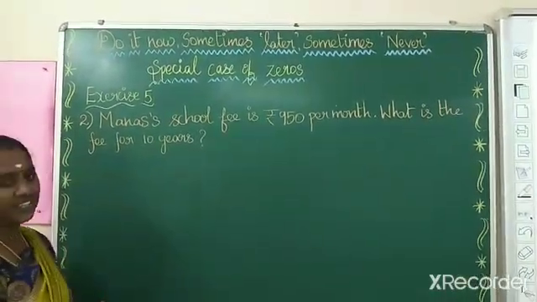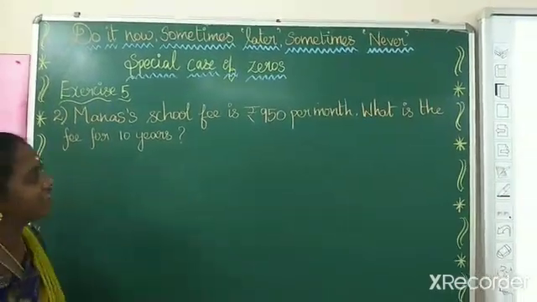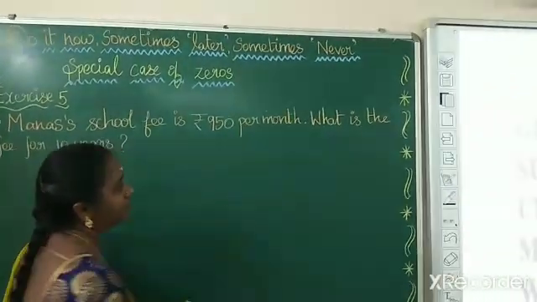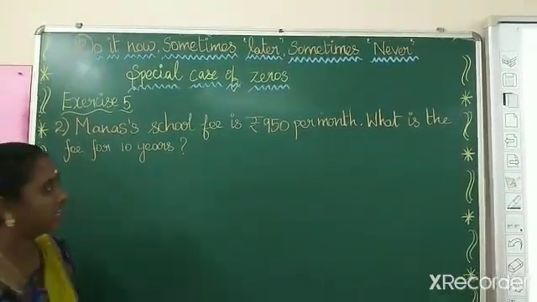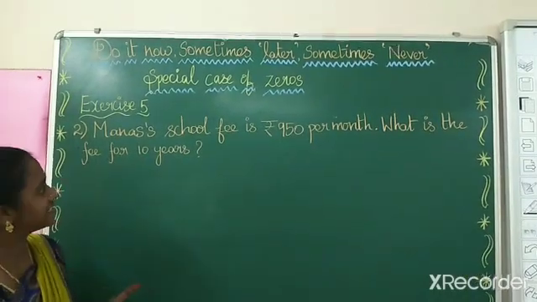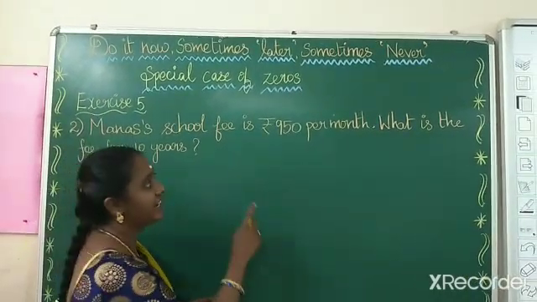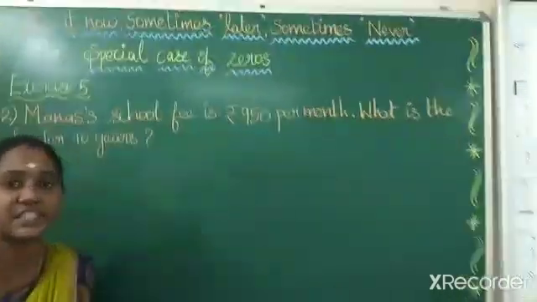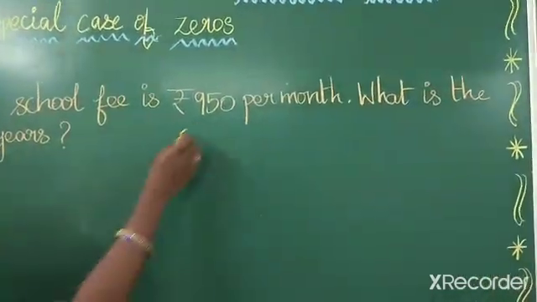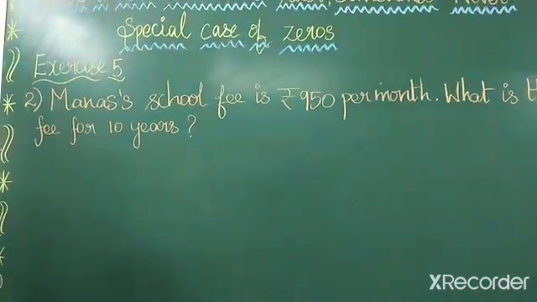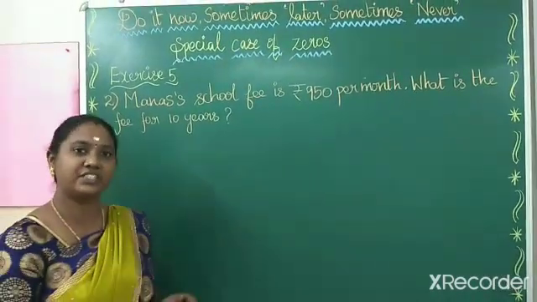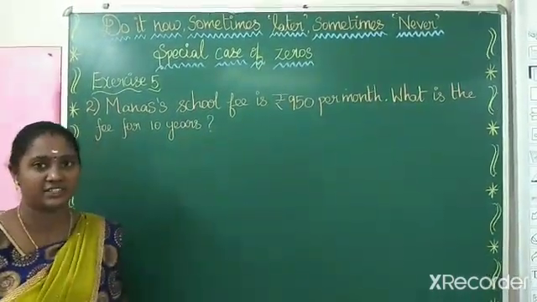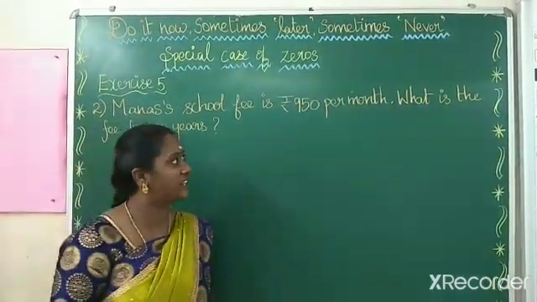Okay, look at the question. Mana's school fee is 950 per month. What is the fee for 10 years? So children, look at the question carefully. It is given that school fee is 950 rupees per month. That is, for 1 month it is 950. We need to find it for 10 years. So first we need to find it for 1 year and then after that we can find it for 10 years. Okay, children, can you see me?